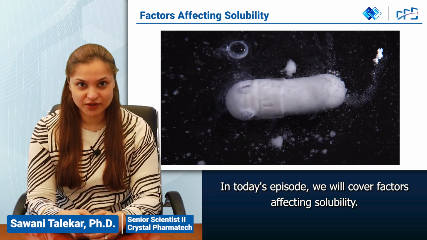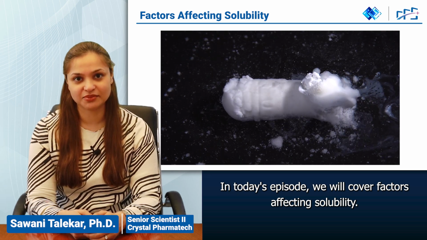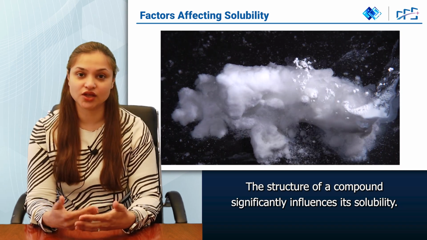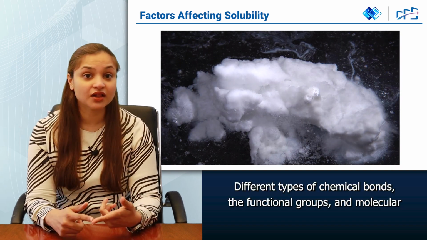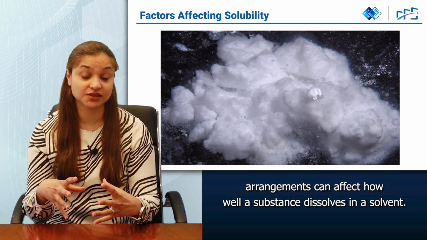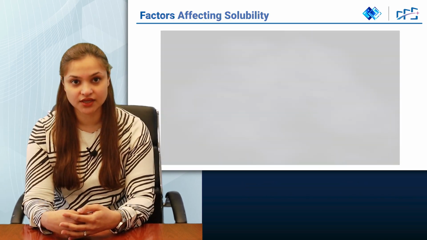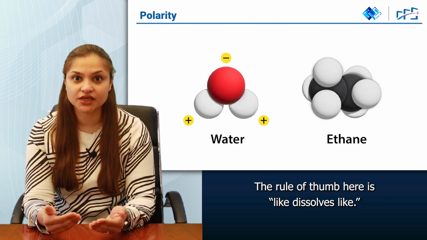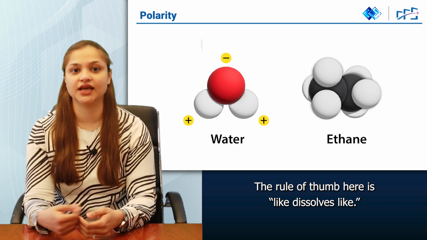In today's episode, we will cover factors affecting solubility. The structure of a compound significantly influences its solubility. Different types of chemical bonds, the functional groups, and molecular arrangements can affect how well a substance dissolves in a solvent. Let's start with the polarity. The rule of thumb here is like dissolves like.